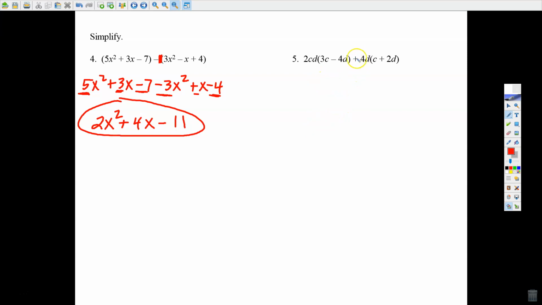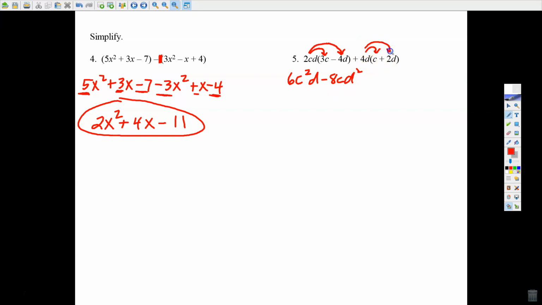For number 5, before I can add, remember PEMDAS says before you do addition, you have to do multiplication. And so I'm going to distribute, distributing 2cd times 3c, and then I'm going to multiply it times negative 4d. So distributive property. 2 times 3 is 6. C times c is c squared. Remember, if I'm multiplying, that's when I add the exponents. And then I've just got this d that multiplied by 1, basically. And now I'm going to multiply 2cd times negative 4d, and that makes negative 8cd squared.